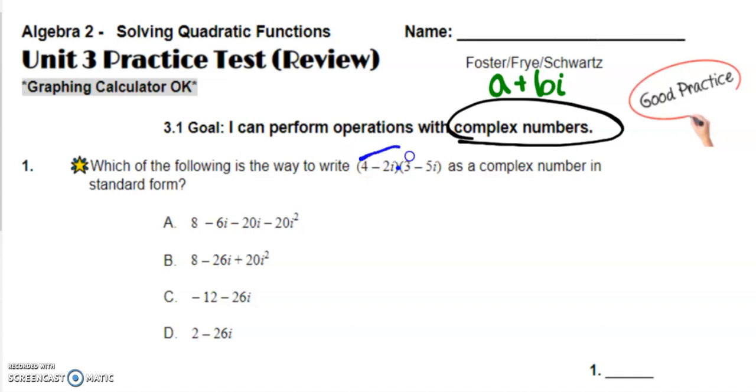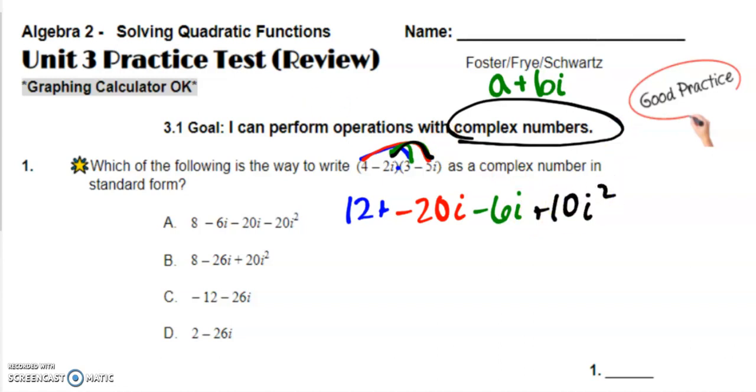Well, this says to multiply. So 4 times 3 is 12, plus 4 times -5 is minus 20i, minus 6i, plus 10i squared. So I'm going to start combining my like terms. 12 minus 26i plus 10i squared, but this isn't in standard form.